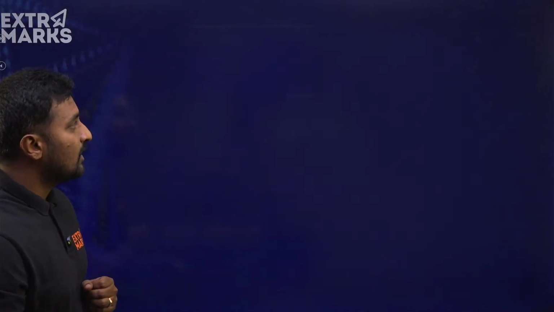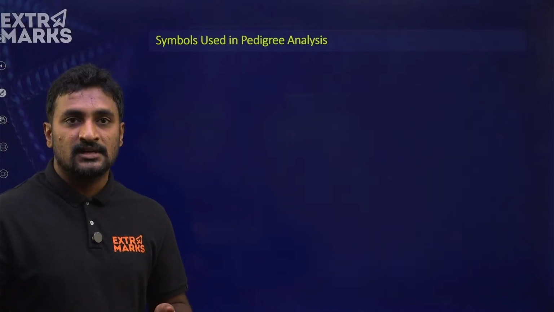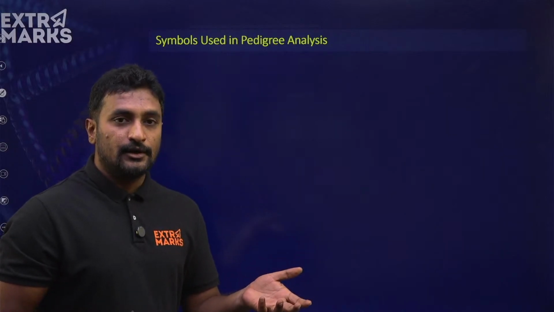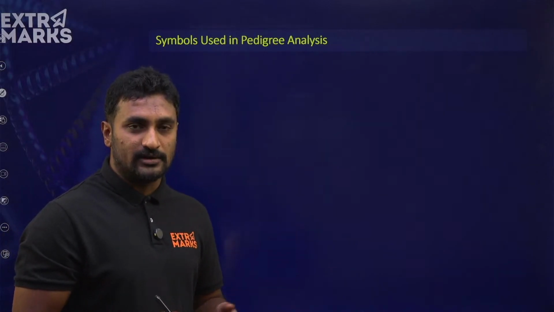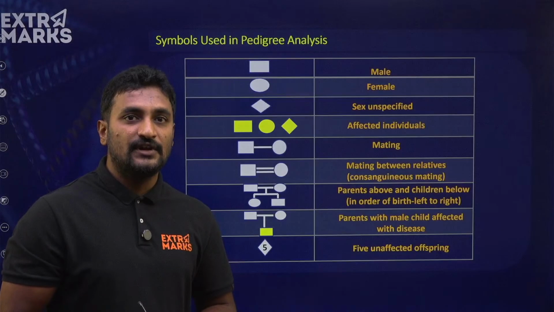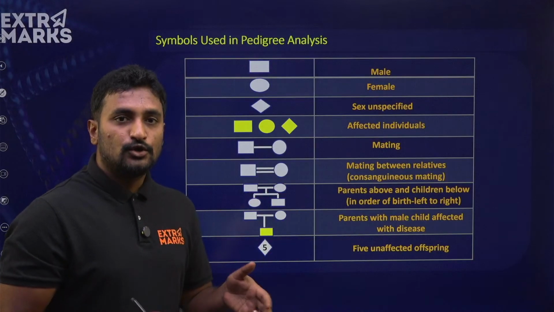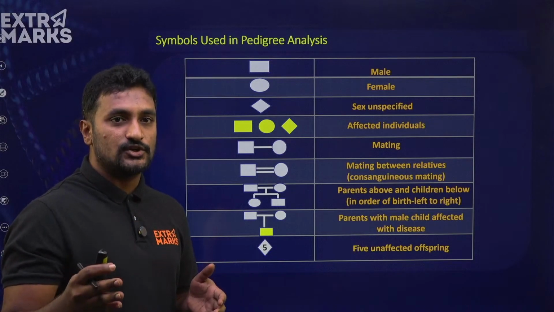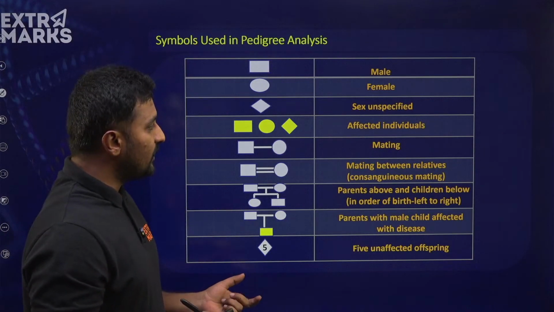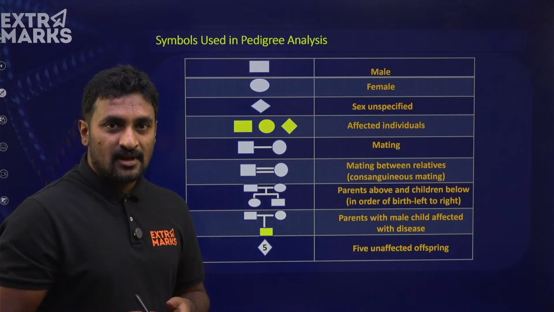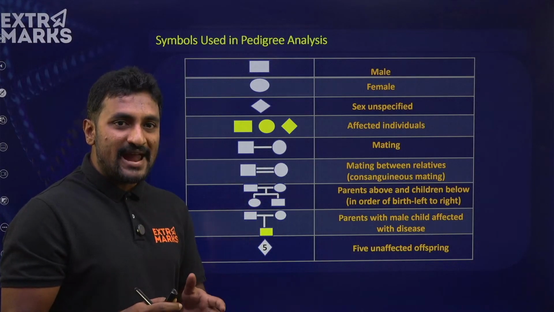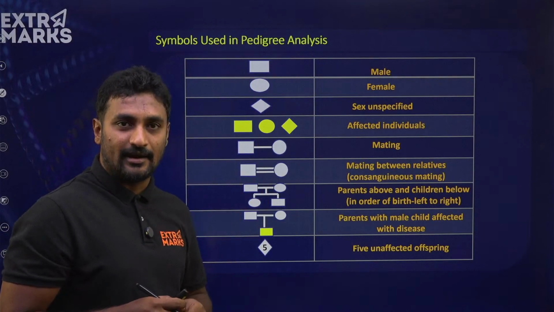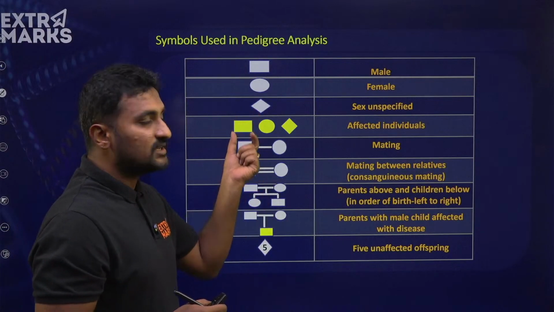Okay, next. The next topic I would like to talk about is symbols which are used in pedigree analysis. So during analysis of various genetic disorders, we use different types of symbols to see whether a particular genetic disorder has been passed on from one generation to another generation. Now this is what we call pedigree symbols. For example, to represent a male person in a particular family, we use a square, rectangular kind of shape. For a female, we use a circle.